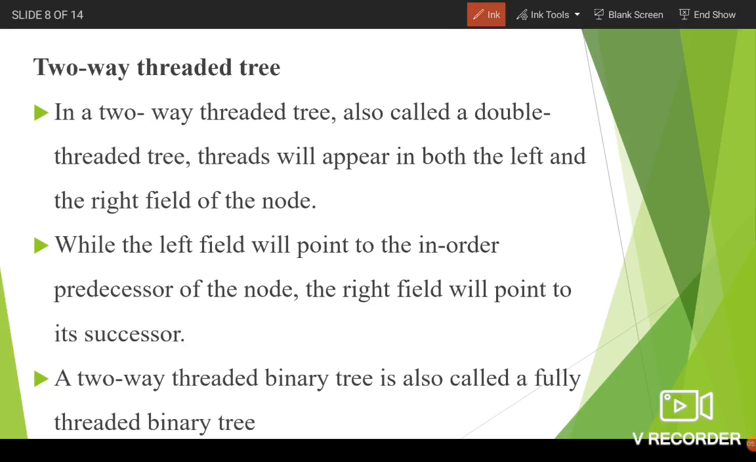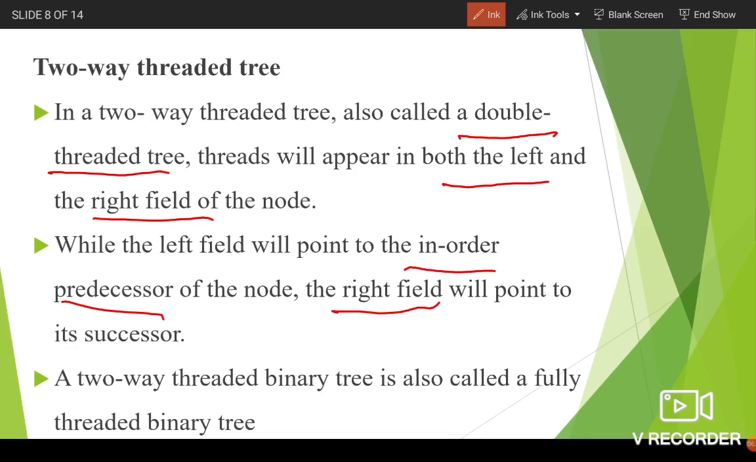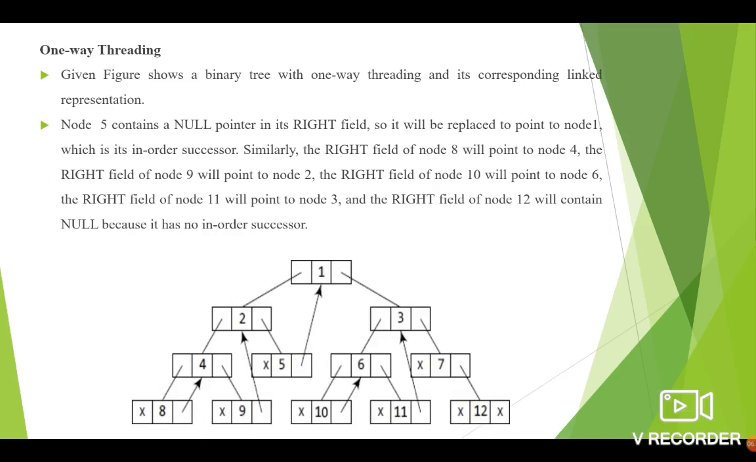Then what do you mean by a two-way threaded tree? The other name of two-way threaded tree is double-threaded tree. So here the thread will appear both in the left side as well as the right side field of the node. If the left side is threaded, then it contains a pointer to the in-order predecessor. If the right side field is threaded, then it contains a pointer to the in-order successor. So a two-way threaded binary tree is also called a fully threaded binary tree. We will see with one example.